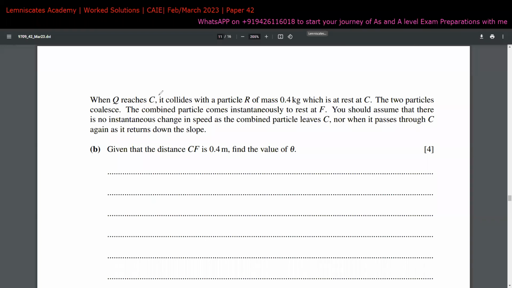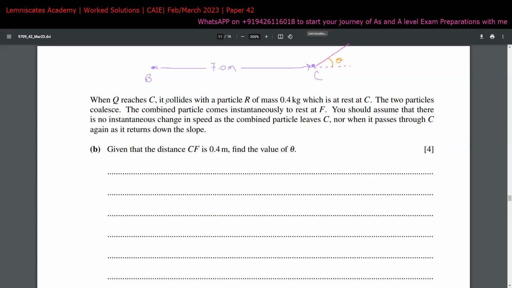When Q reaches point C, remember that B was over here and the collision has happened. Q is moving with the speed of 10 meter per second. Over here, it's C. And that distance was given to us as 7.0 meters. So when Q reaches the point C, after that, the inclined plane is starting, right? If you remember, CFE, that's the plane. And over here, that's the theta.